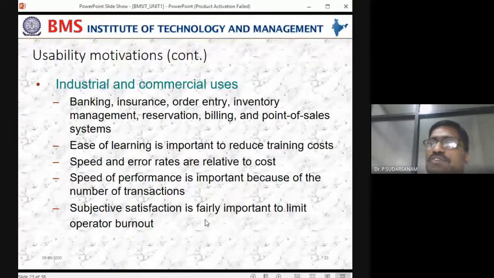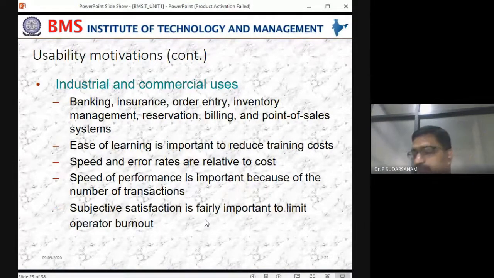Where they are used, where they are targeted: banking, insurance, order entry, inventory management, reservations, billing, and point of sale systems. Wherever it is possible, you have to give user interfaces. The next one is ease of learning, which is important to reduce the training cost. Either when you are developing or when you are giving the product to users, ease of learning should be required.